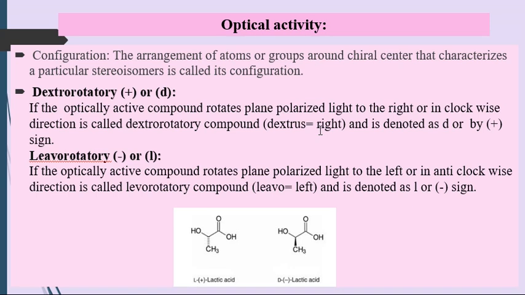And levorotatory means if the optically active compound rotates the plane of plane polarized light to the left, in anti-clockwise direction, it is called a levorotatory compound. Levo means left, and it is denoted by L or minus sign. Here are two isomers, L plus lactic acid and D minus lactic acid. The first isomer rotates the plane of plane polarized light to the right hand side, and the second isomer rotates it to the left hand side.